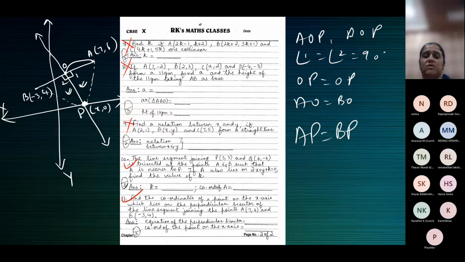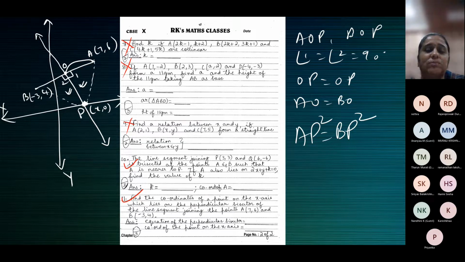You'll have to work this one. AP square is equal to BP square. This is what I've given you as any point on the perpendicular bisector is equidistant from the ends of the line segment. You take any point on the perpendicular bisector, it will be equidistant from the ends of the line segment.